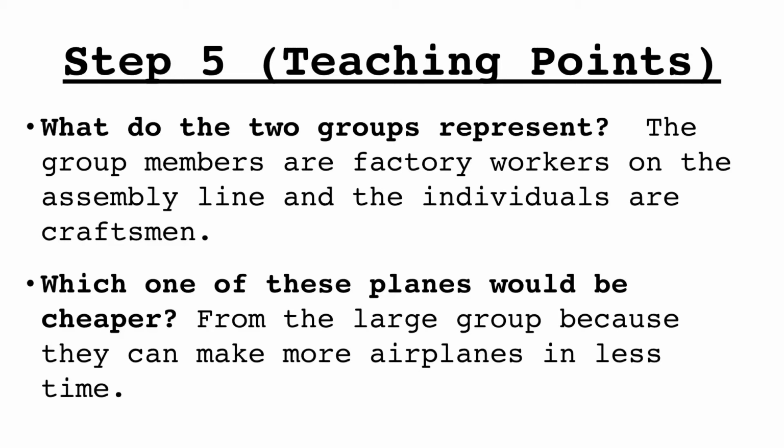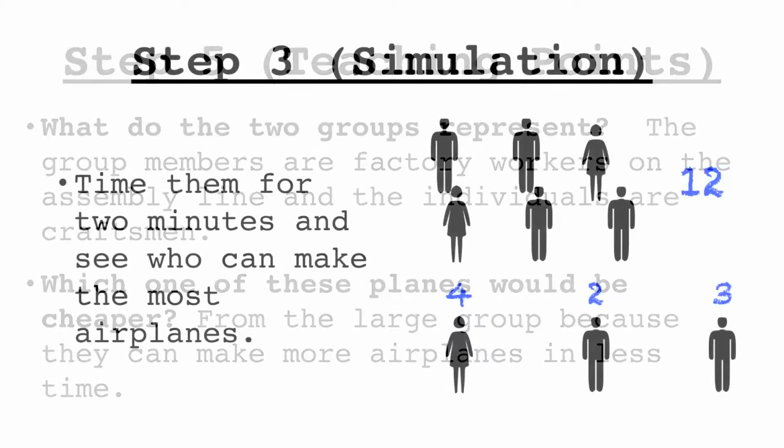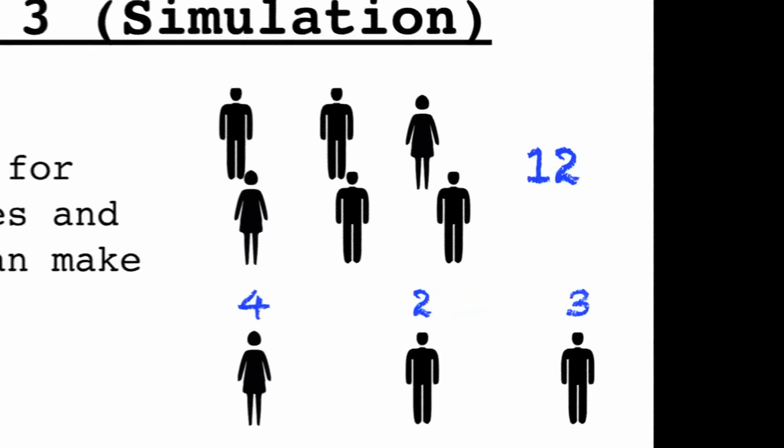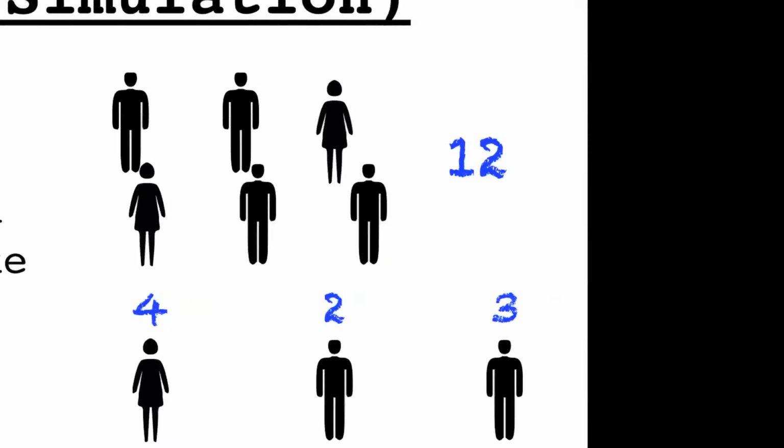Another question you have to answer is, which one of these planes would be cheaper? Get your students to think about, what does it mean that we made 12 planes in a group in 2 minutes versus 3 planes by an individual? What does that actually mean for the price of that good?